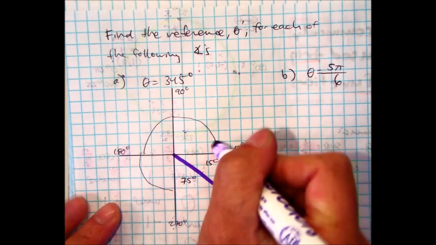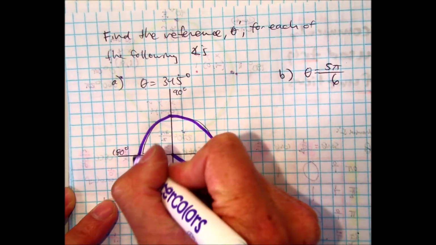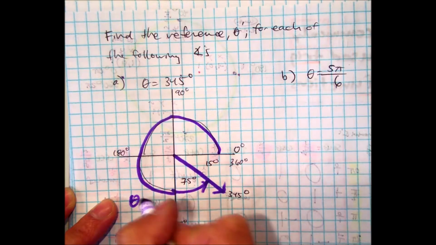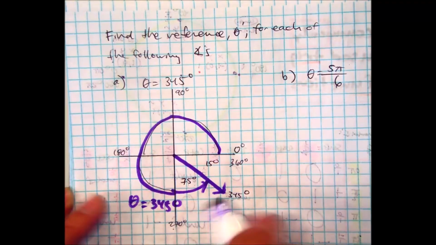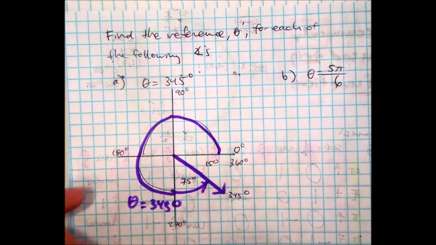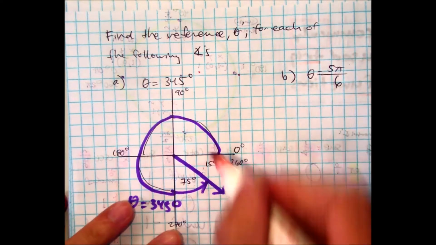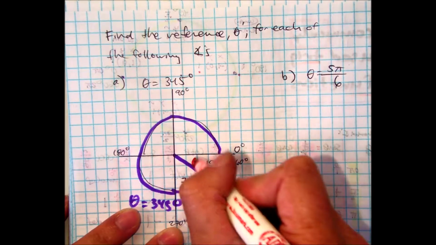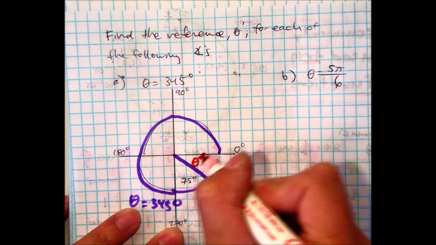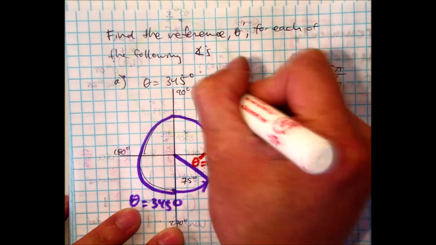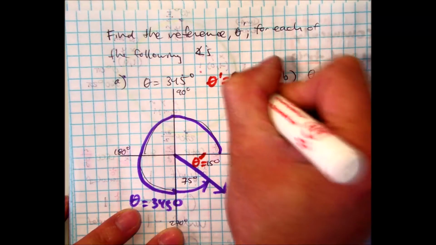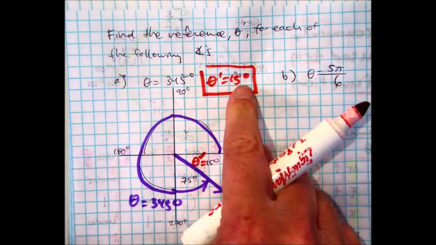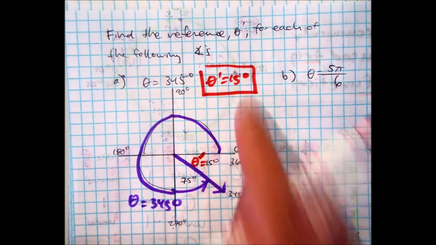So let's review. From standard position, 90, 180, 270, theta would be 345 degrees. It's in quadrant 4. That means this little part here is 15 degrees. Theta prime is 15 degrees. My reference angle is 15 degrees. Notice how this reference angle is both positive and less than 90.